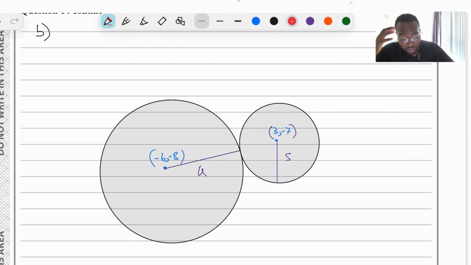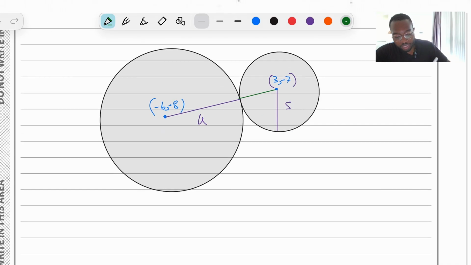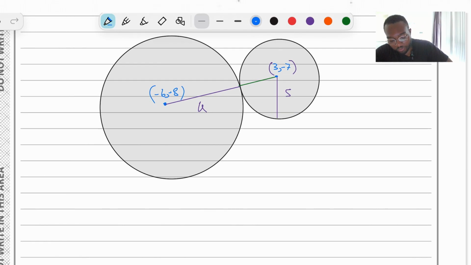So how do we work out that value? Well, we have (3, minus 7), okay? If we look at it here, let's use the green one. We can work out the distance, the length between the center of C1 and the center of C2, because we have both center points, okay? So using Pythagoras' theorem, if we have 2 points, I'll just do it over here. We have the point here, which is (3, minus 7), with the point here, which is (minus 6, minus 8), okay?